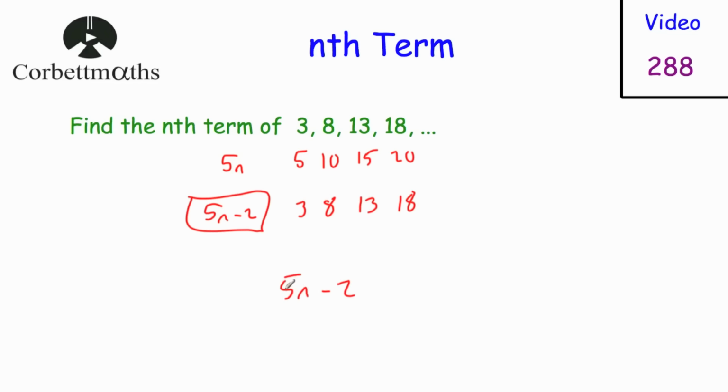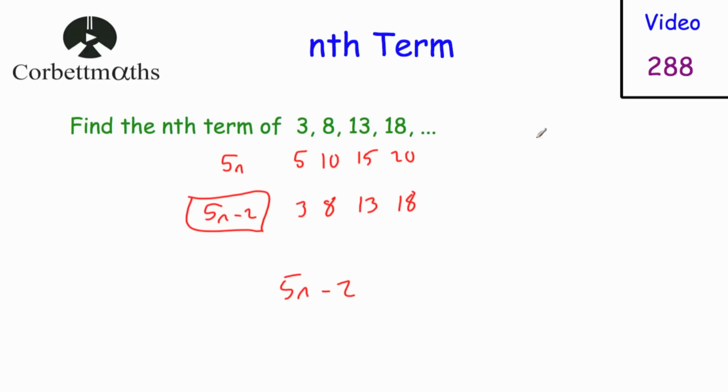5n minus 2. And let's just check it. The first term in our sequence: 5 times 1 is 5, take away 2 is 3. Great. The second term in our sequence is 8. Well, if we do 5 times 2, that's 10. Take away 2 is 8. Fantastic. Our third term, 5 times 3, 15. Take away 2 is 13, and so on.